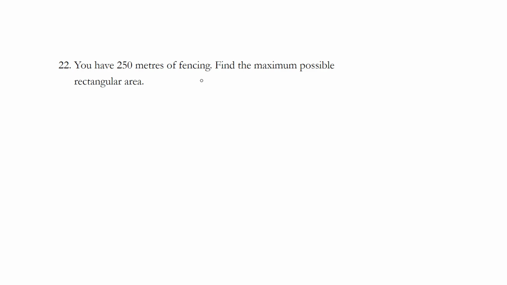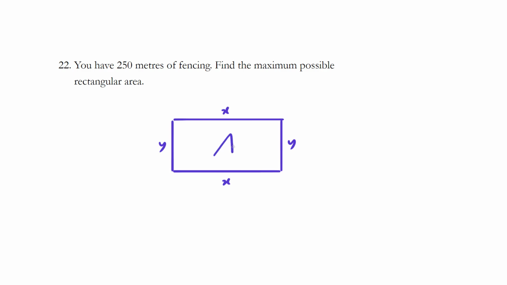You have 250 meters of fencing. Find the maximum possible rectangular area. So we're going to draw a rectangle here. And we like to label the sideways distance. We'll call it x, the length here. We'll call this x. We'll call this y. We'll call this y. And we're trying to maximize the area.